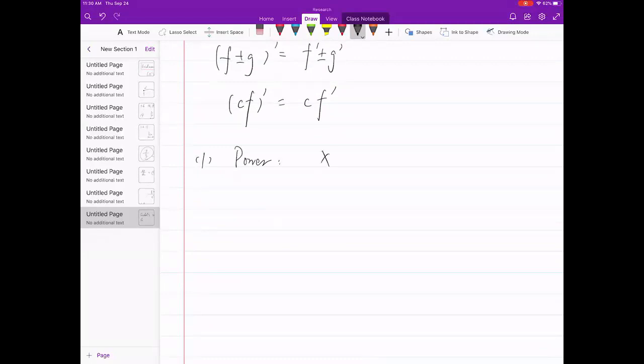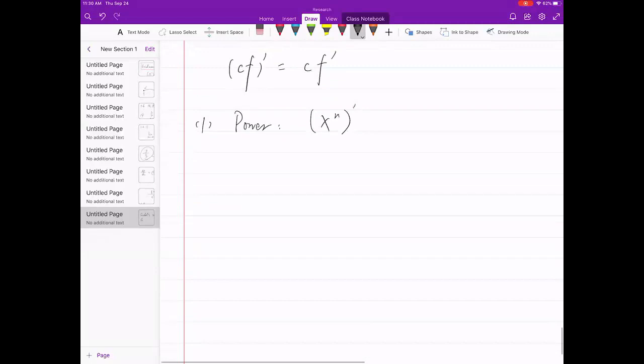Anything look like this? Well, let's do several simple cases. Number one, what if n equals 0? Then it's x to the 0 to the prime. Wait a second, x to 0 is what? Is 1.